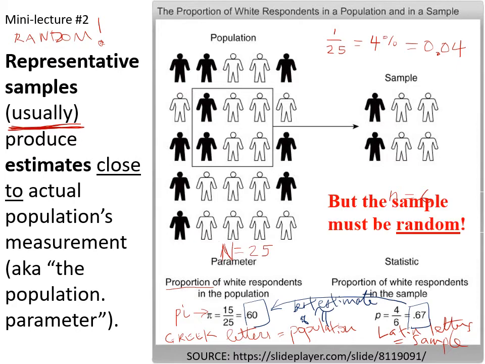And the kicker here, the thing to bear in mind, is that the sample must be random. So in your proposal, if you want to engage in random sampling, then you are going to want to be able to tell me something about your sampling frame. And we'll get to that, I think, in the next slide.